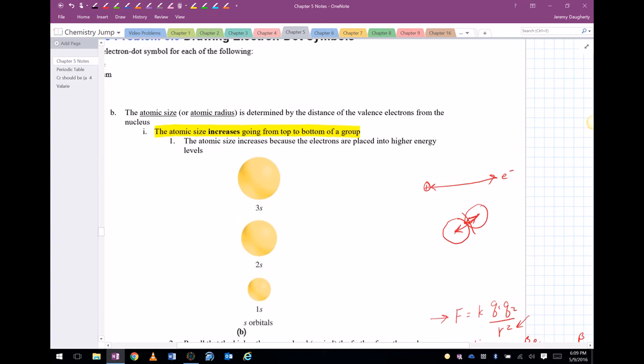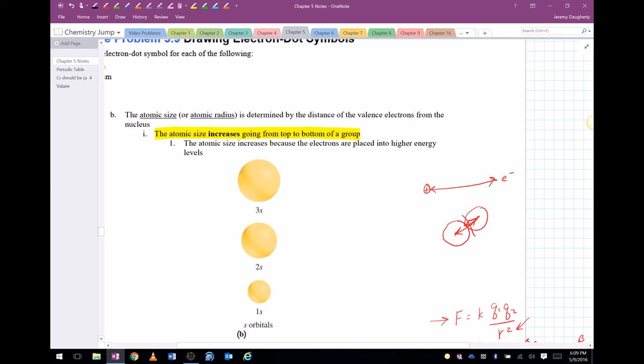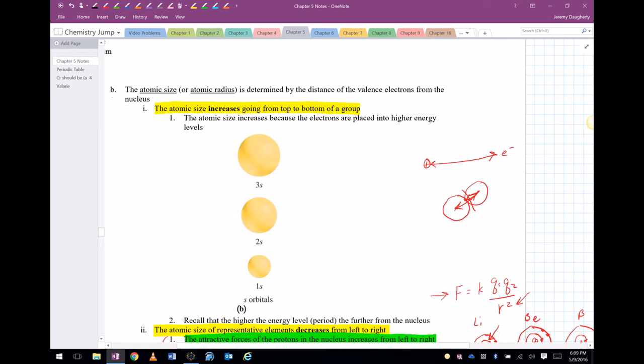Now, let's go back up here from top to bottom. The atomic size increases. Why does the atomic size increase? Because we are putting electrons into higher and higher energy levels. Okay? So the atomic size increases because the electrons are placed into higher energy levels. Remember, more energy means further away from the nucleus. So here's the nucleus, here's the nucleus, here's the nucleus. So we can see that that electron is in fact getting further away.